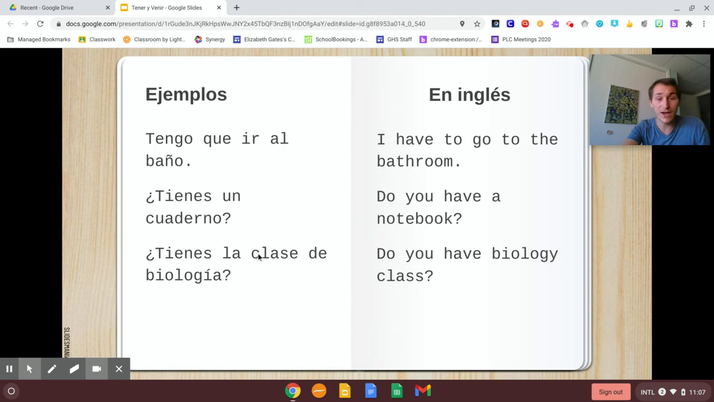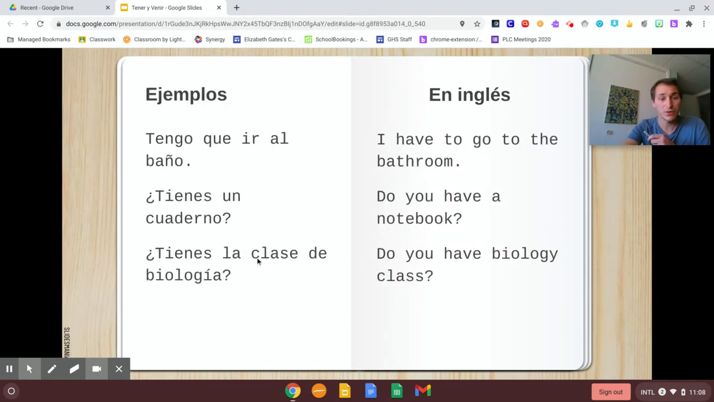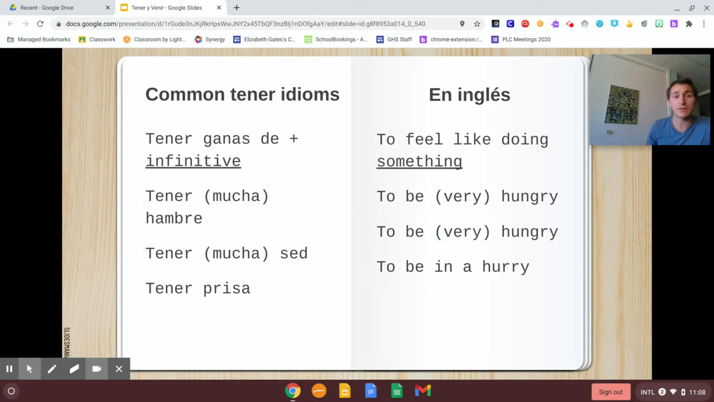Now, I want to remind you about cognates here. It's really helpful for you when you're looking at words in español to try and think, does that look like a word en inglés? Like clase, to me, looks very similar to the word class in inglés. Biología, that looks kind of like biology. So do you have biology class? Try to find the cognates in these sentences, and it will help you learn español mucho más rápido, a lot faster. All right? Continuemos.